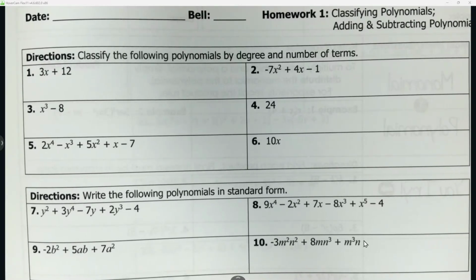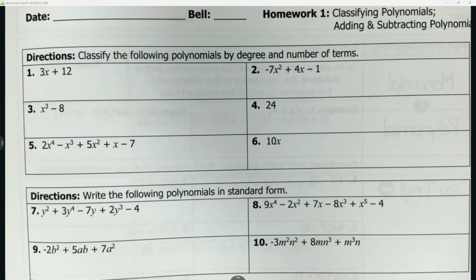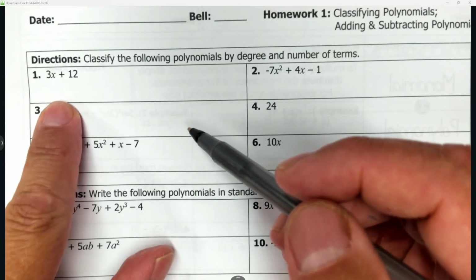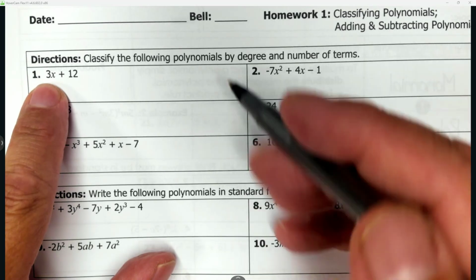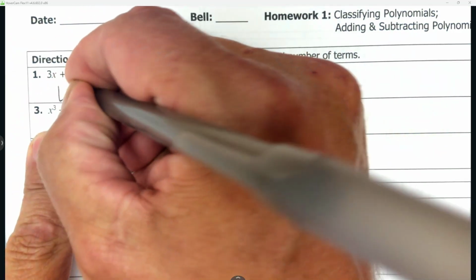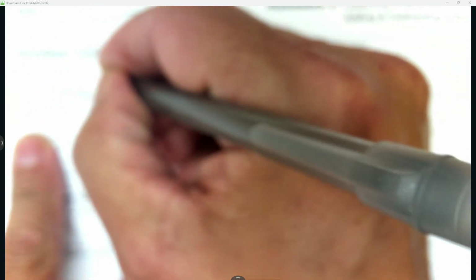All right, here's your homework. Let's do it together. 3x plus 12. The greatest exponent is 1, so it's linear. And there are two terms, so it's called a binomial. So it's a linear binomial.